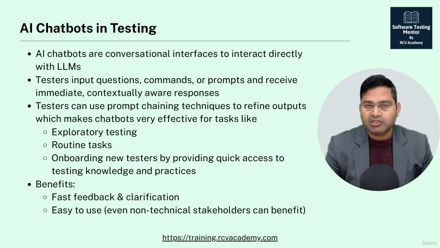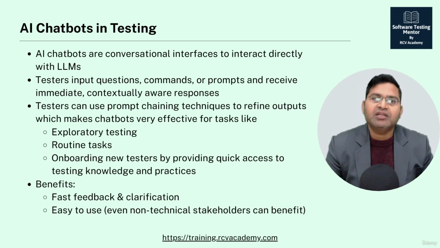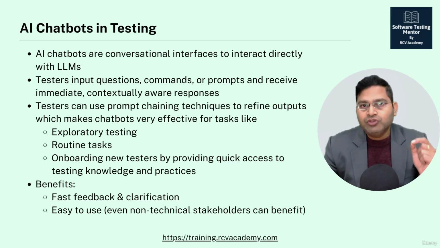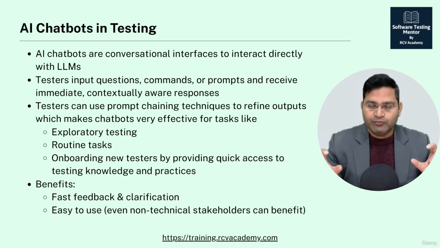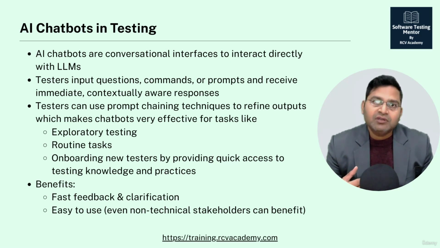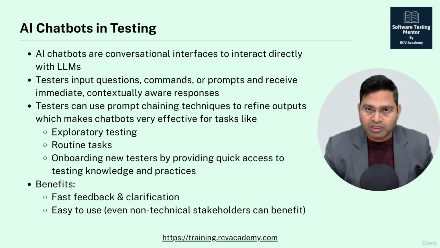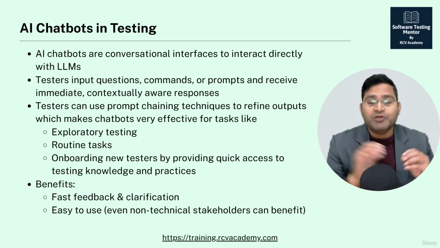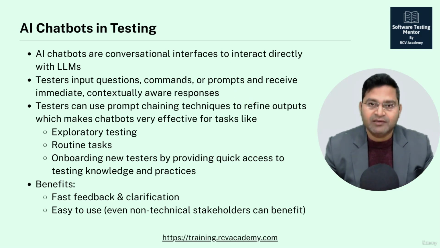When we say AI chatbots, what exactly are they? They are conversational interfaces to interact directly with large language models. So your ChatGPT chat interface where you type, that's a chatbot, right? If you're using any chat capability in the IDE, for example VS Code, where you have GitHub Copilot integrated and you are asking prompts in the chat, like optimize this piece of code or optimize this method, that's a chatbot. So AI chatbots are conversational interfaces wherein you can type and send the query.